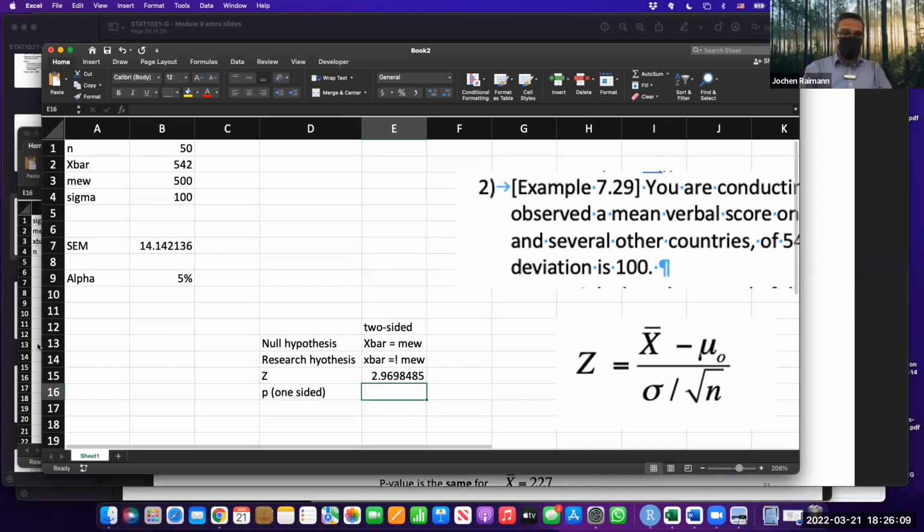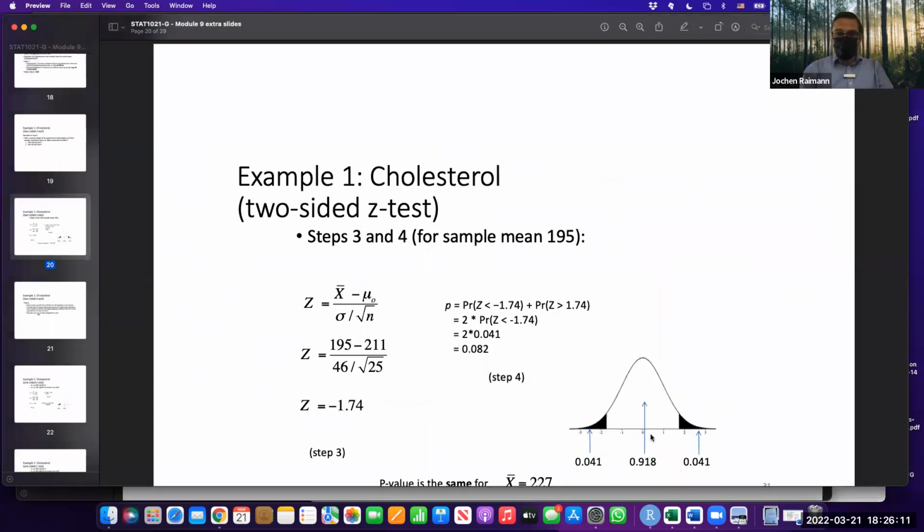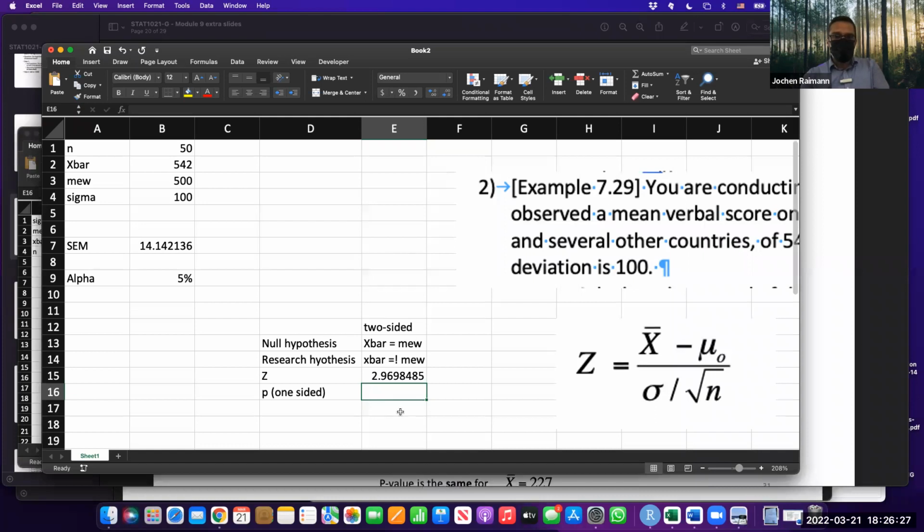Because when you look here at the distribution, you have one to the left, one to the right. You know your difference is here in the positive realm. So you want to quantify that tail to the right, and then multiply by two to get the two-sided p-value, right? Okay, good. So now you want to write, and this is where it's getting a little tricky.